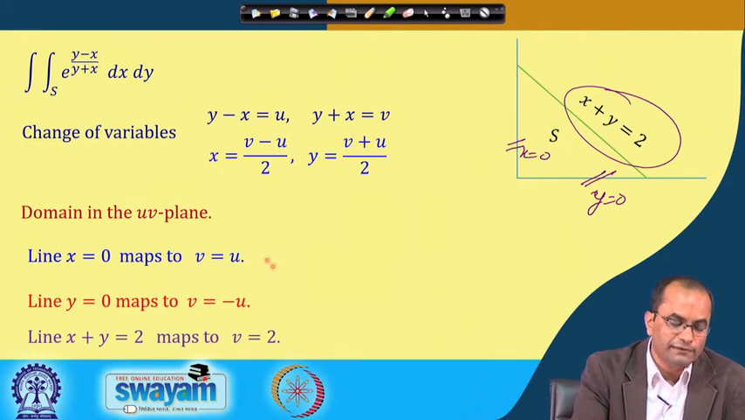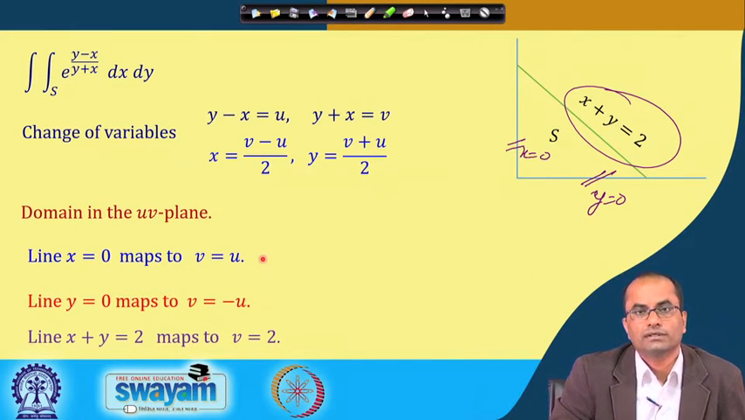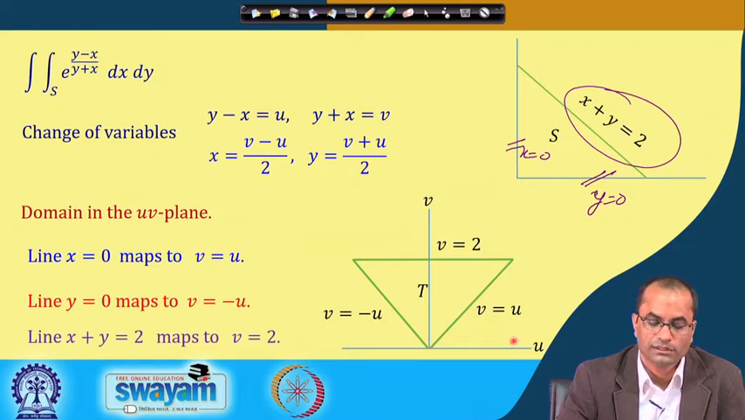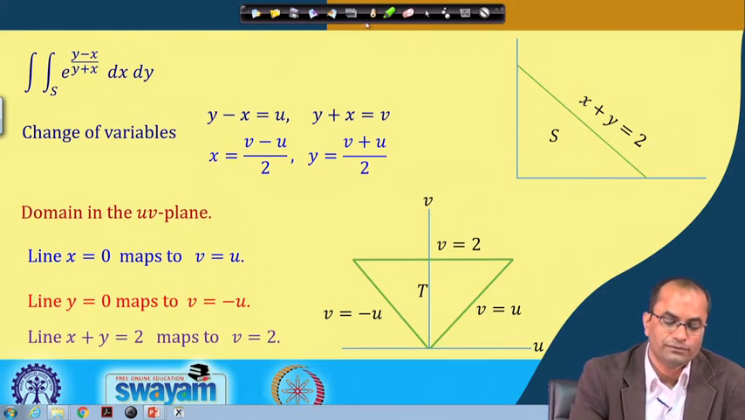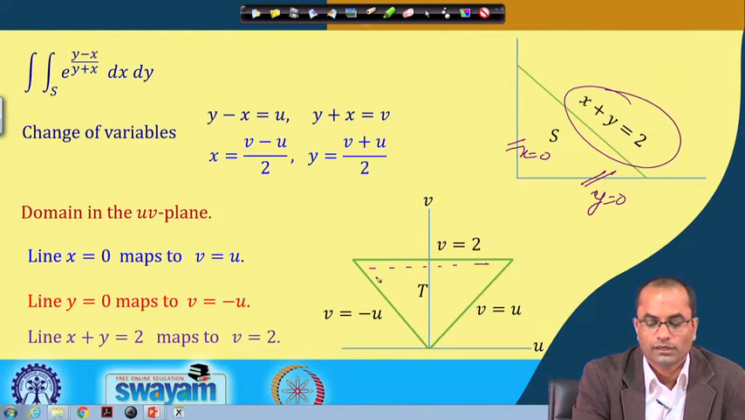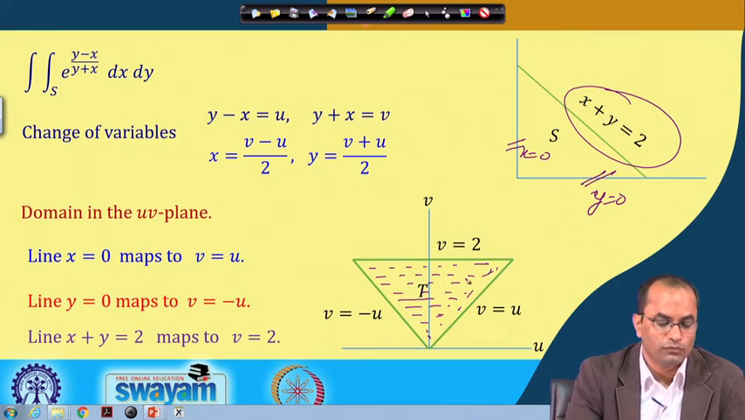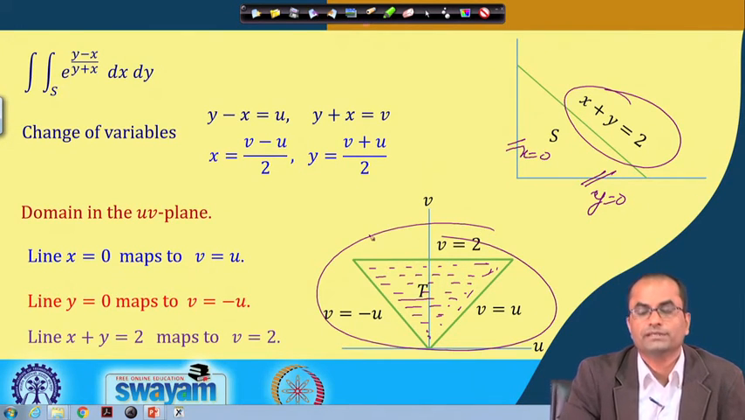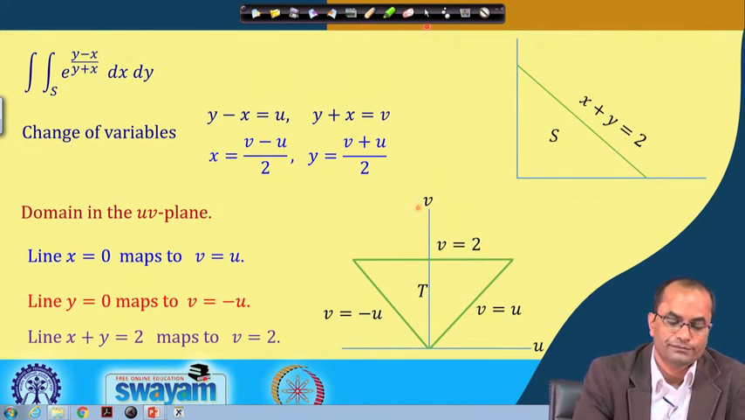So, with these three, v is equal to u, v is equal to minus u, and v is equal to 2, we can construct the new domain. So, this is in terms of v and u. So, we have v is equal to u line, we have v is equal to minus u line, and then v is equal to 2 line. So, this region now is the new one for our integration. Okay, so, now we can evaluate the new limits based on this new region in terms of u and v.